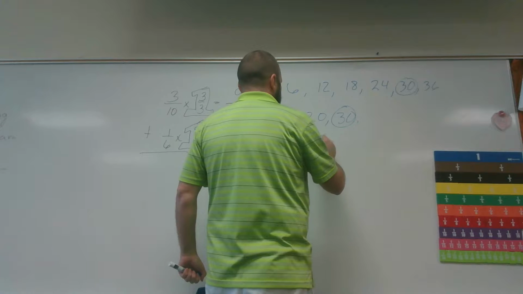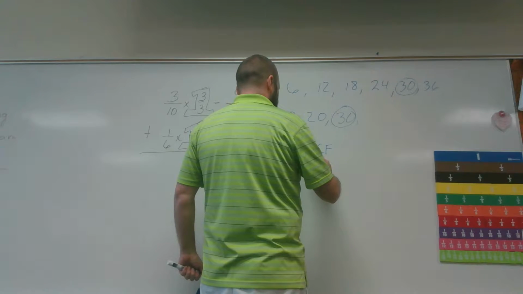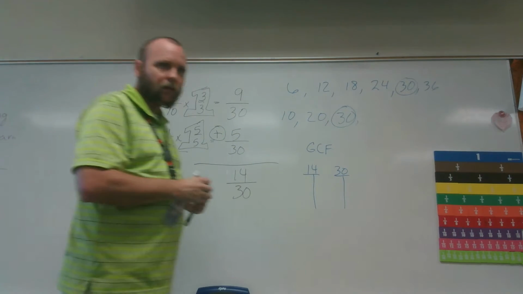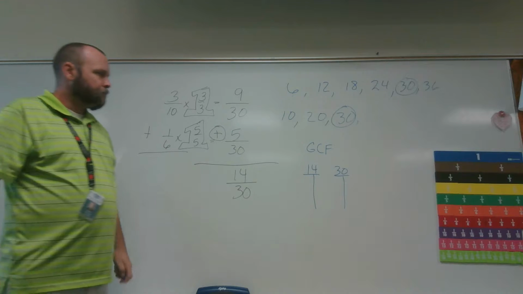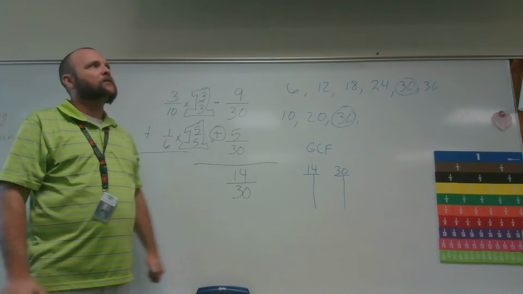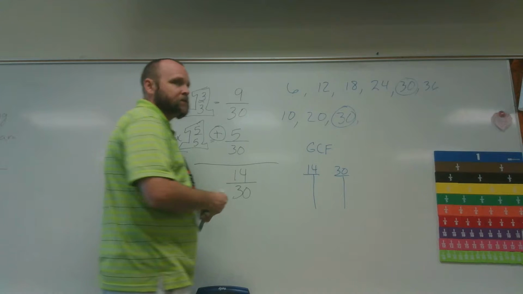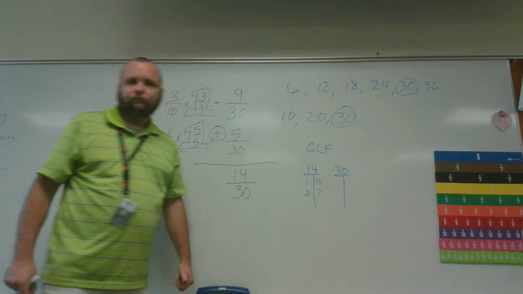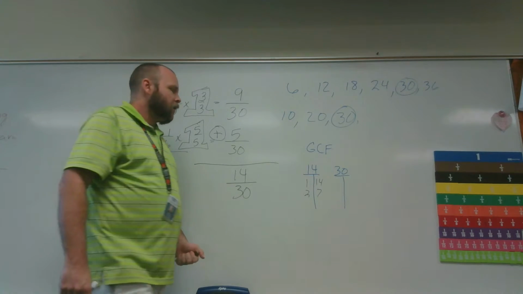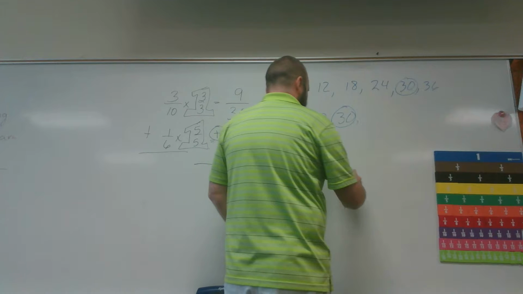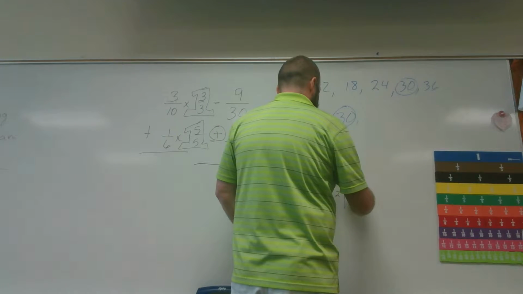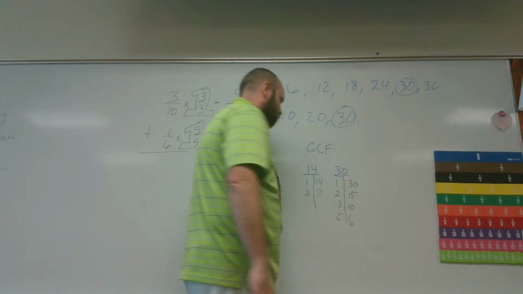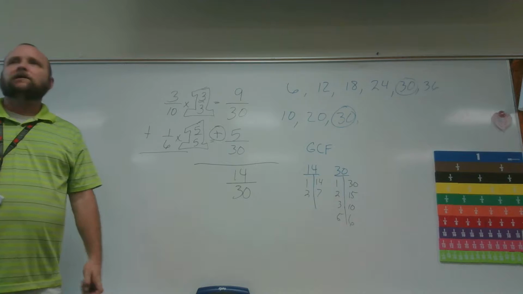We want to find our greatest common factor. Wait, that's not the answer. No, it's got to be simplified. Greatest common factor of 14 and 30. Well, let's find our factors of 14. 1 and 14. 2 and 7. Our factors of 30 are 1 times 30, 2 times 15, 3 times 10, and 5 times 6. What is the biggest one they have in common?